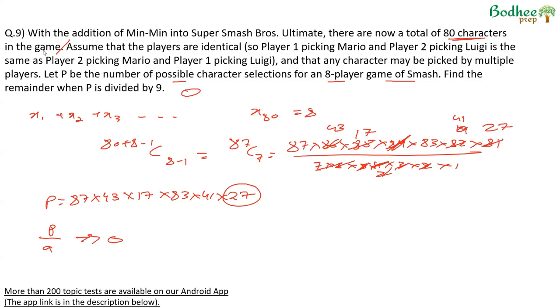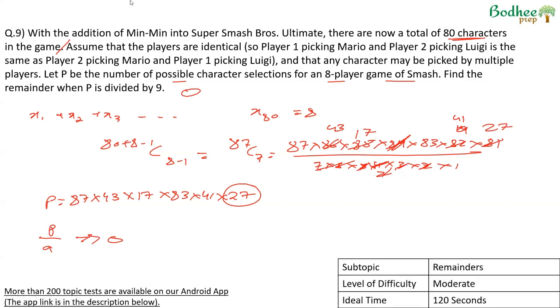I think it is more heavy on the permutation combination part rather than the remainder part. Remainder played a smaller part, and therefore, as far as the remainder concept is concerned, a moderate sort of a question. If we know how to calculate this value P, it shouldn't take more than 2.5 minutes.